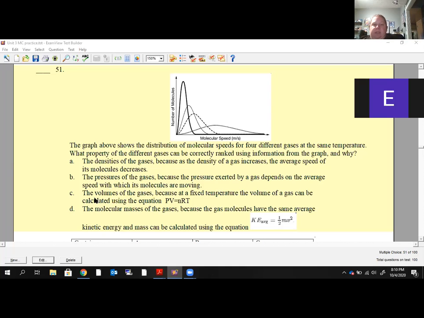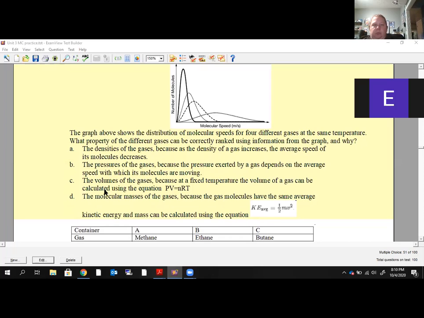The volume of the gas has absolutely no influence on its speed. The temperature is the only thing that controls it. Temperature and kinetic energy control the speed. So volume has nothing to do with it. Okay. So if we know they're all at the same temperature, then the only thing that can affect that speed is the molar mass. Okay, that makes sense.